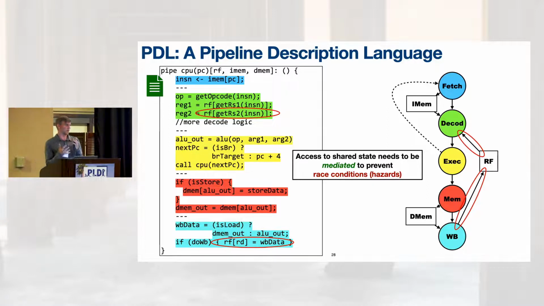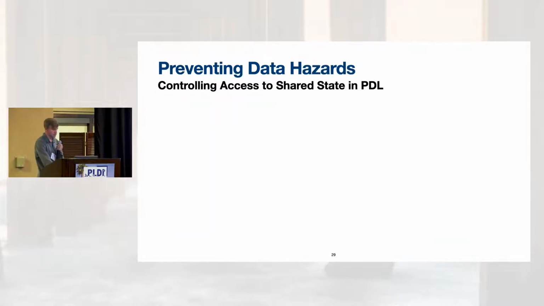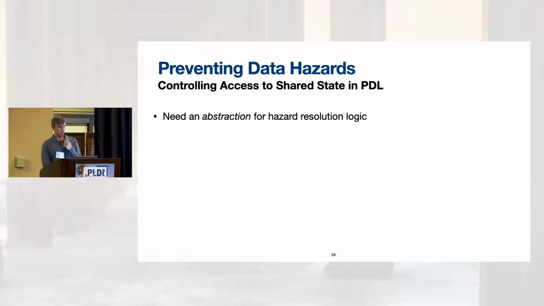This is sort of one of the biggies: how do we control these races on accesses to shared state? So in this case, reading from the register file and someone else writing to the register file, and we'd like to enforce an ordering when they're the same address. In PDL, we mediate this with an abstraction that I'm going to argue we'd need. You could force someone to put in some custom logic there that they've thought about, and then maybe use a solver to check that the logic prevents data hazards.